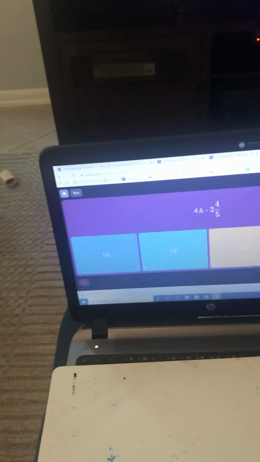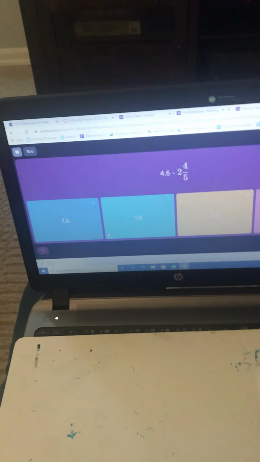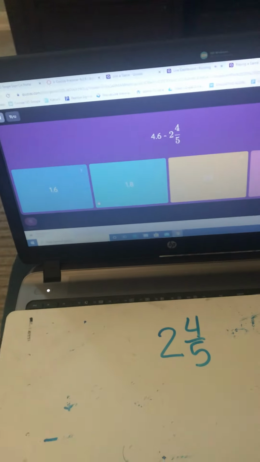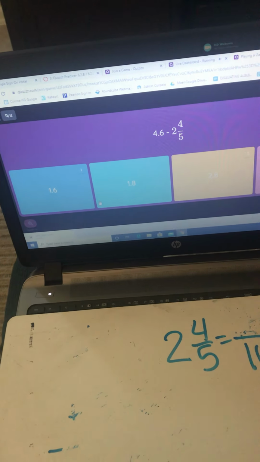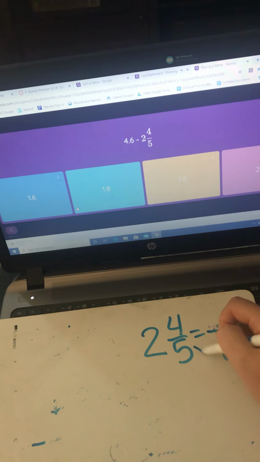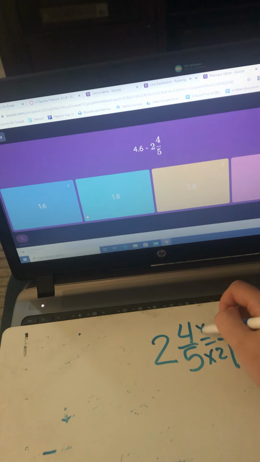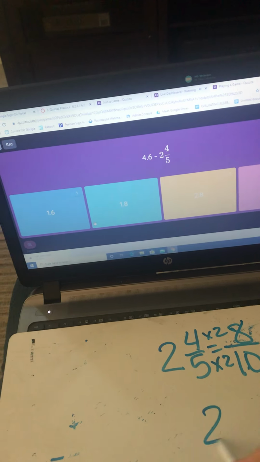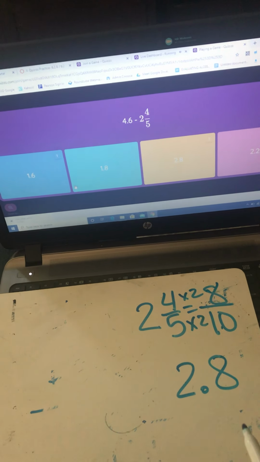All right, number 11. I have a decimal and a fraction. My answer choices are decimals, so I'm going to make my fraction 2 4/5 into a decimal. I know I can have 10 as a denominator. I'm going to make an equivalent fraction. 5 times 2 is 10. 4 times 2 is 8. So 2 8/10 can be written as a decimal as 2.8.